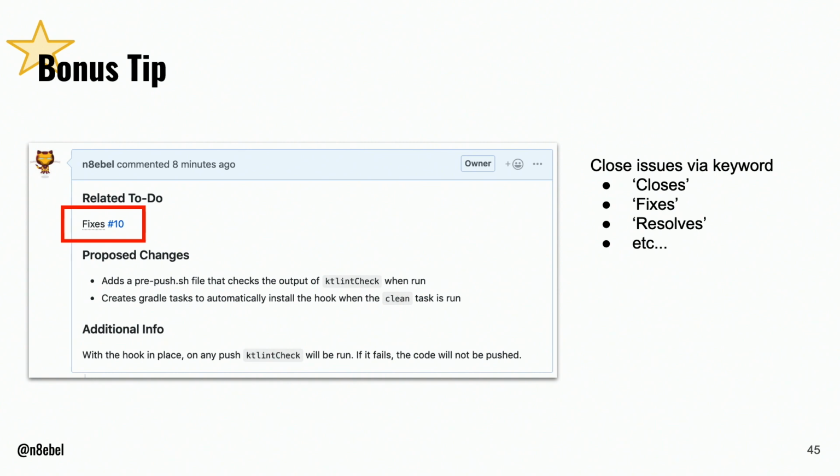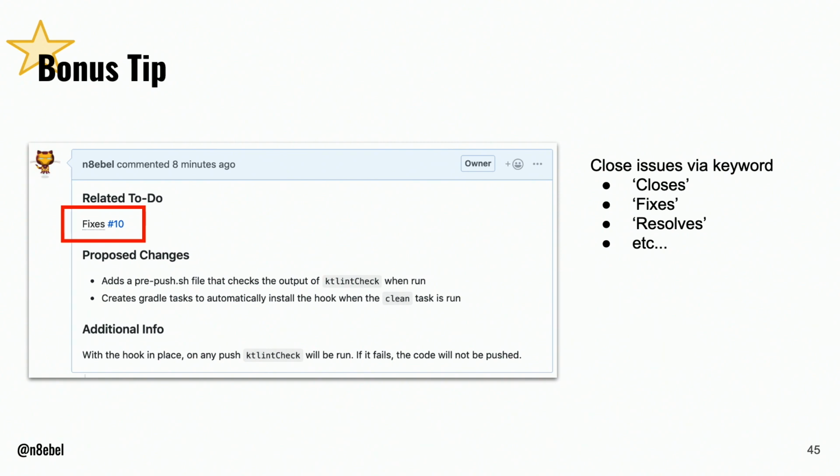Another quick bonus tip here, if you're not super familiar with GitHub issues, this is really small but really useful. If you have an issue in GitHub, you can reference it from a commit or a pull request, and if you prefix it with keywords like closes, fixes, resolves, there are some other variations of those, when that pull request is closed, it'll automatically close out the issue, which I think is really useful.